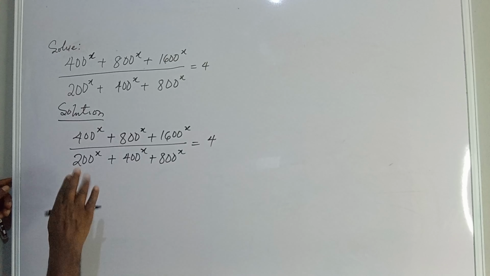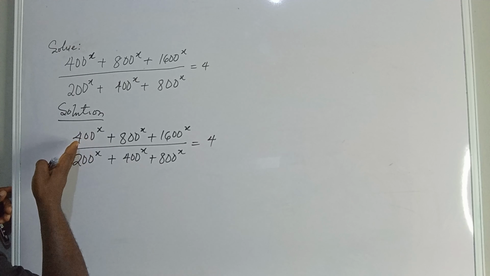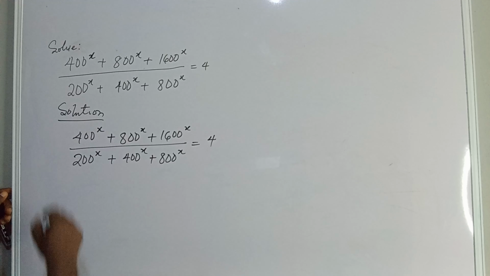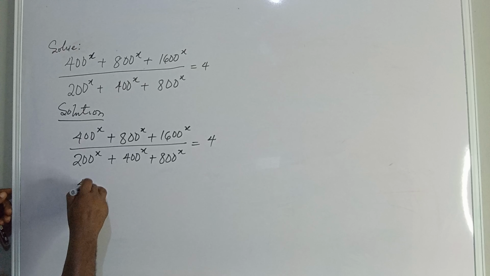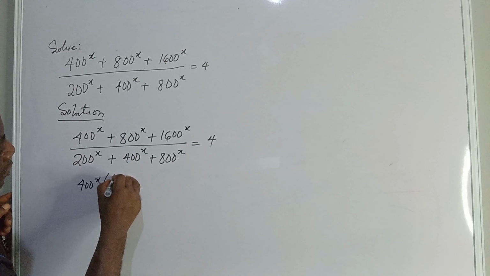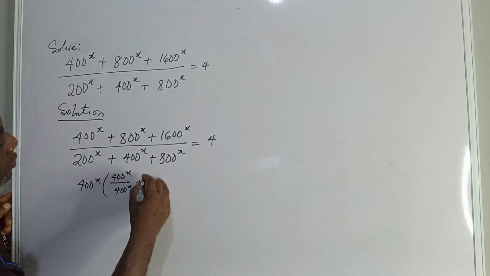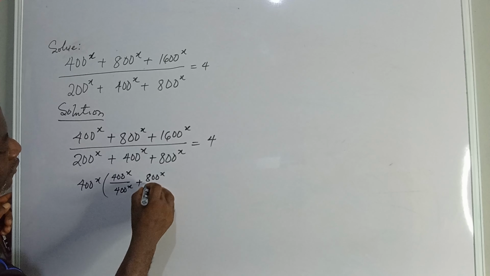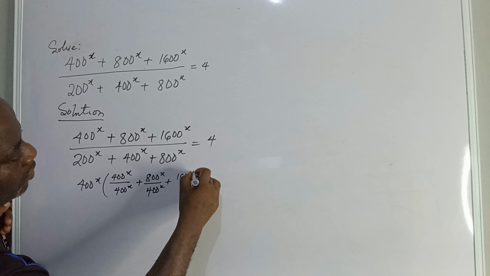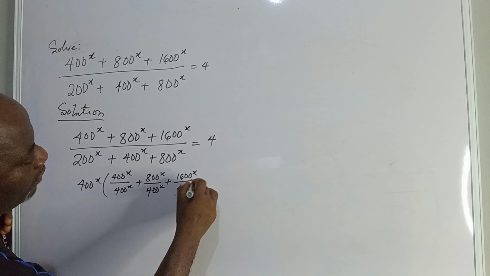What we are going to do is, if you look at the numerator, you will notice that there's a common factor, and this common factor is 400^x. So we are going to factor that out. We have 400^x, then in the bracket, I'm going to have 400^x divided by 400^x, plus 800^x divided by 400^x, plus 1600^x divided by 400^x.